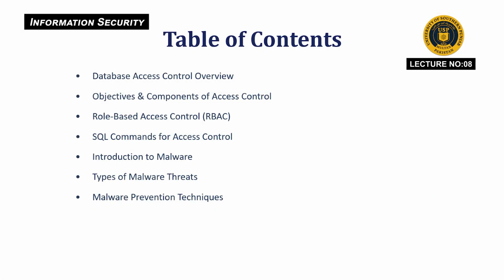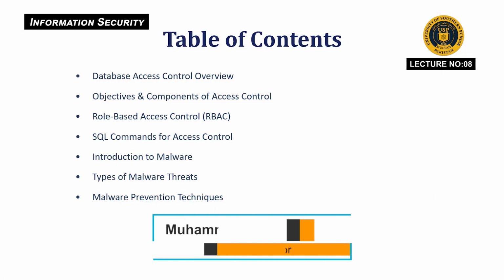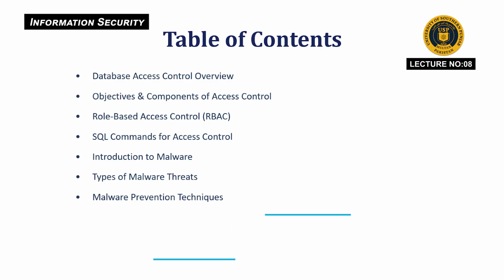All, we will discuss what is database access control, objectives of access control, authentication and authorization, and different access control models. Then we will move toward malware, viruses, worms, Trojan, phishing.